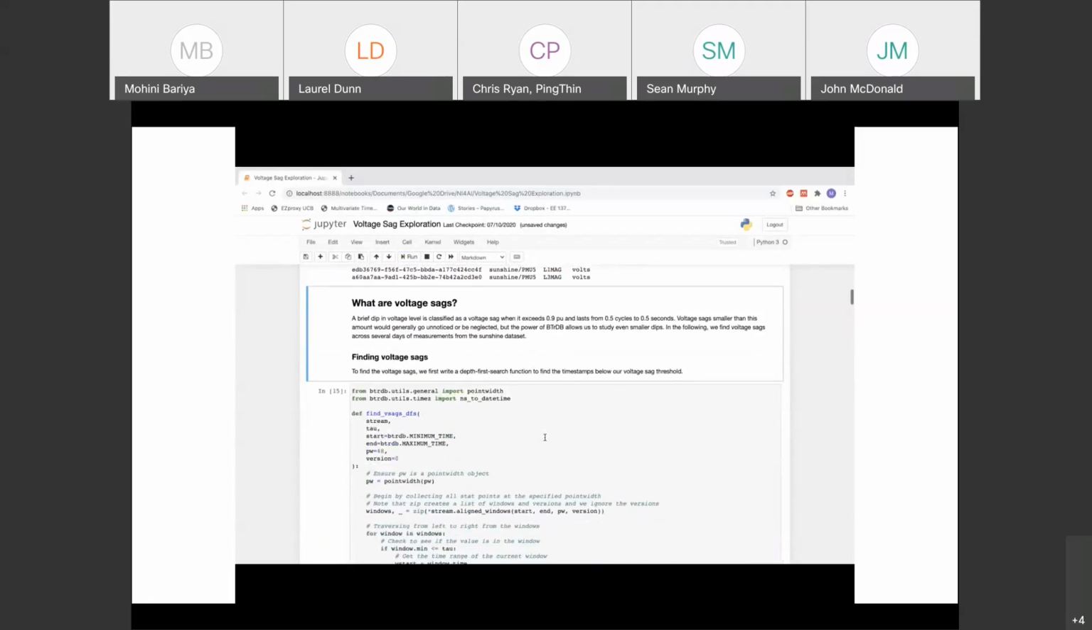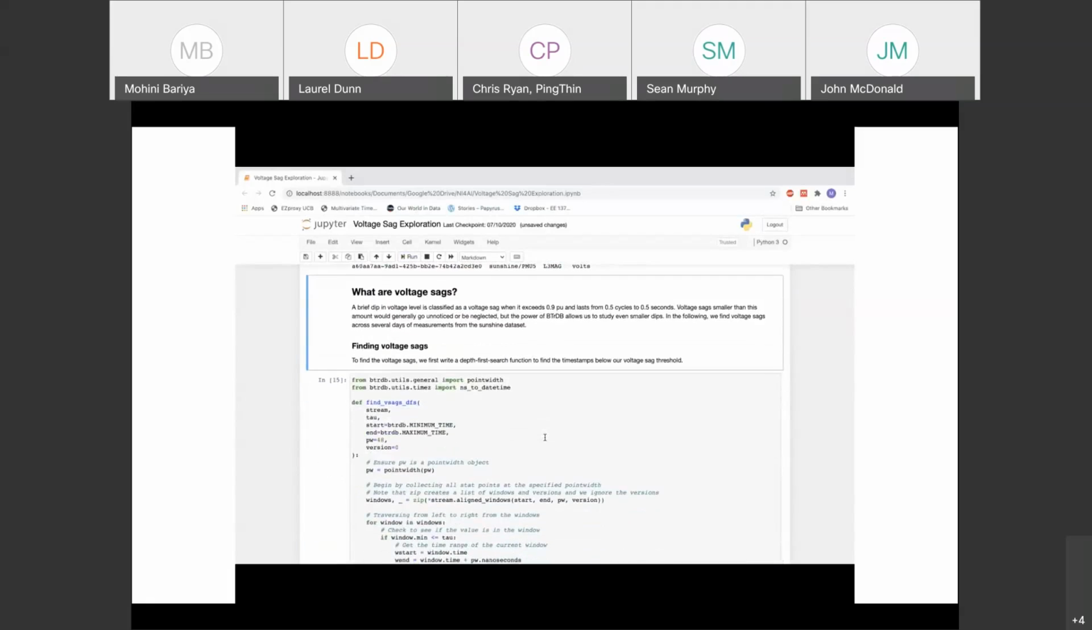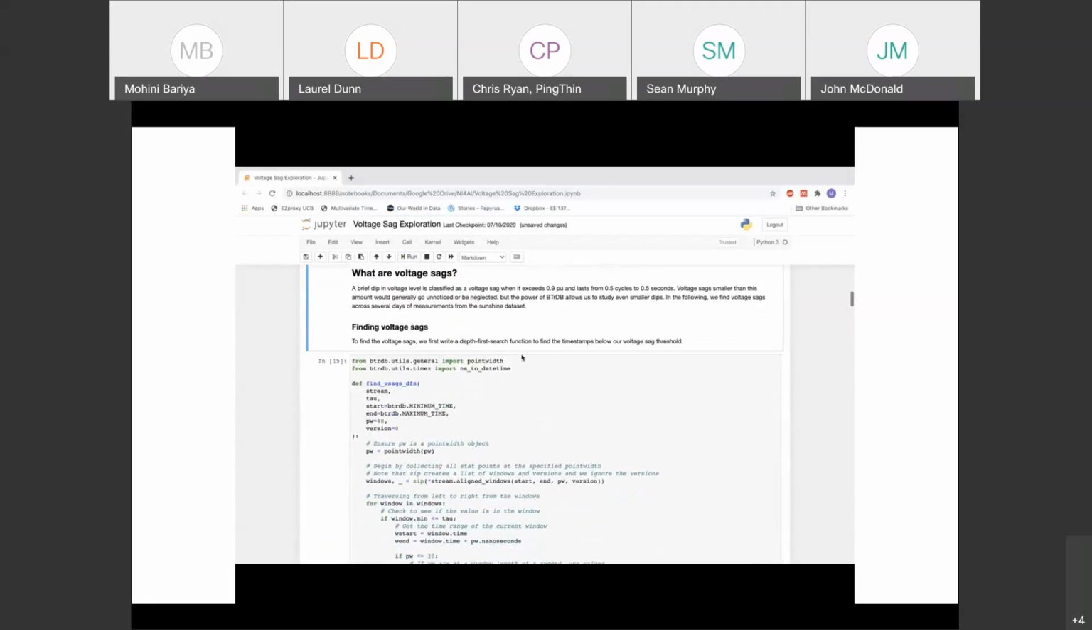And notice in these notebooks, I can intersperse text like this with the code, so I can explain my steps and my reasoning through this use case. So here I have the first part of my algorithm. This is the function that is looking for those raw sag points. I call this find vsags DFS. It's a depth first search function because it's looking through this tree structure efficiently to find those sag points.